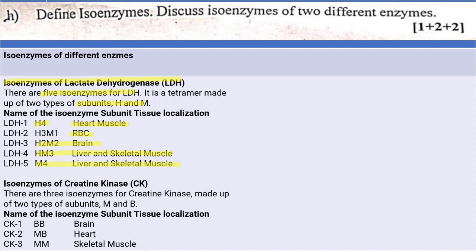What are the isoenzymes of creatine kinase? It has two subunits, M and B. Name of the isoenzyme, subunit, tissue localization: CK or CPK1 is BB, present in brain. CPK2 is present in the heart, that is MB, and CPK3 is present in muscle, that is skeletal muscle.